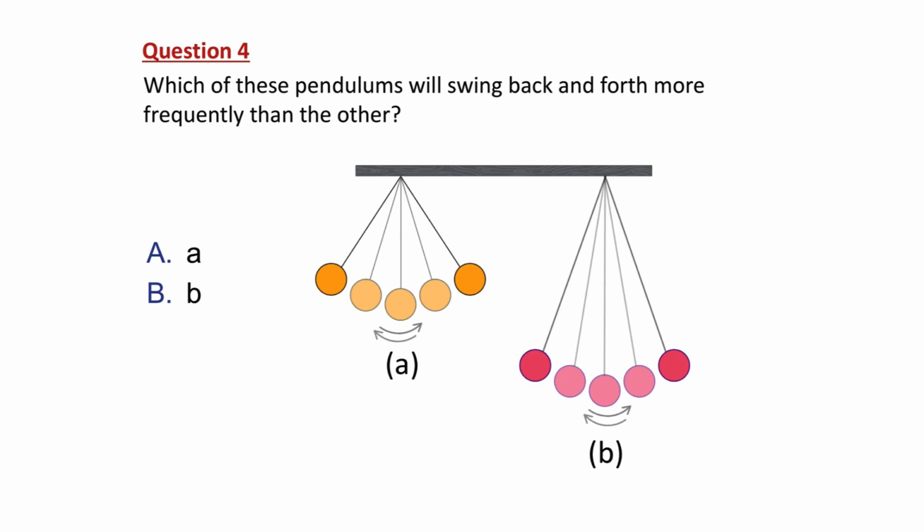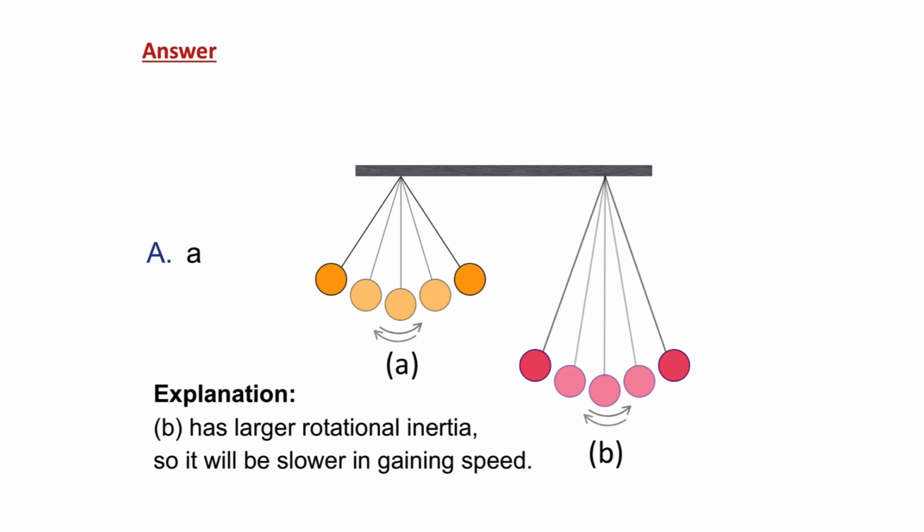Let's solve this question. Which of these pendulums will swing back and forth more frequently than the other, A or B? To answer this question, we should pay attention to mass distribution compared to the rotational axis. As we can see, mass has been distributed farther from the axis compared to figure A. Therefore, the answer is A. B has larger rotational inertia, so it will be slower in gaining speed.